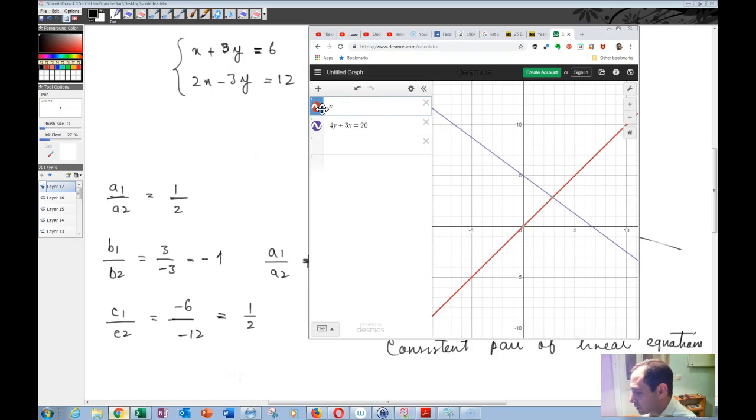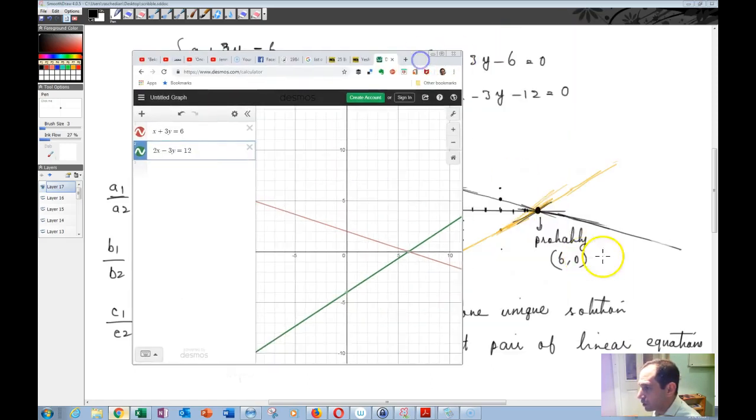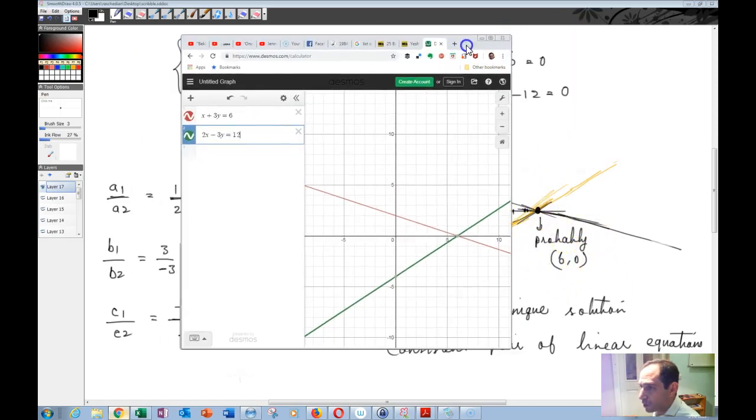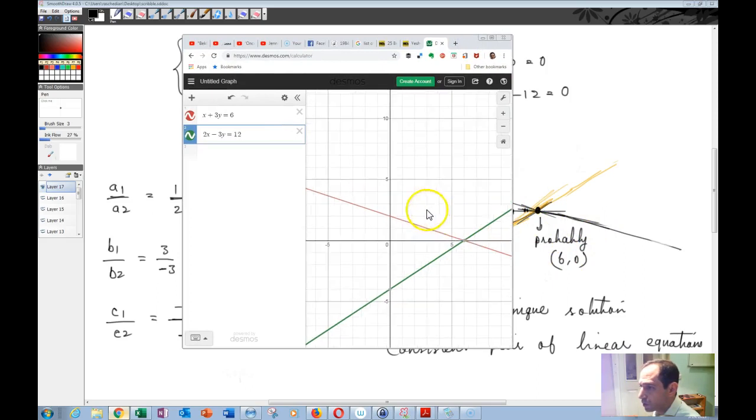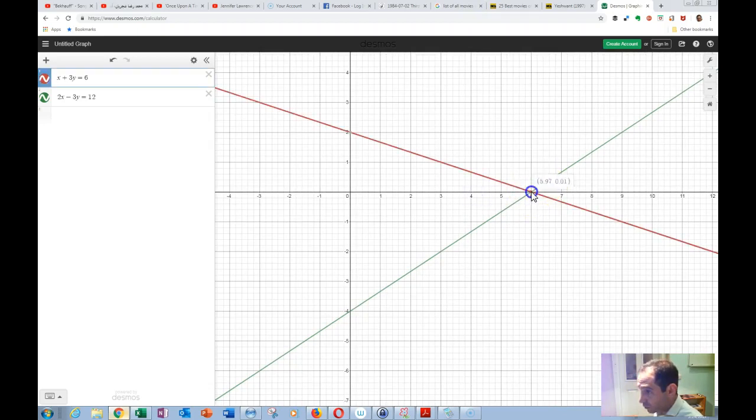I'm going to write this as x plus 3y is equal to 6, and 2x minus 3y is equal to 12. And you see that the point is (6, 0), as we kind of predicted over here. These are the two lines intersecting at this point, which is (6, 0).